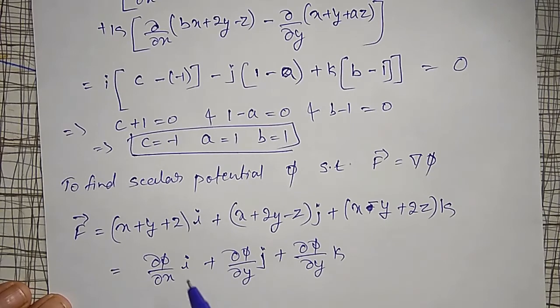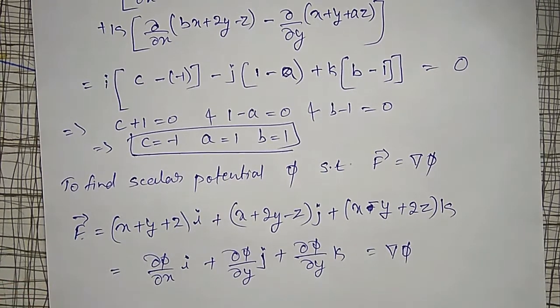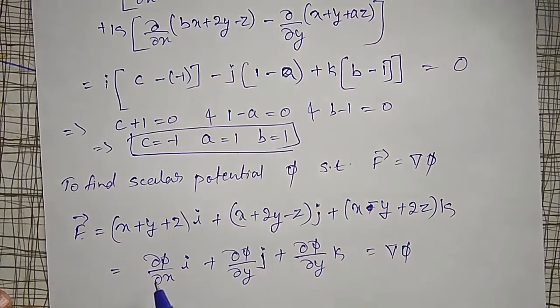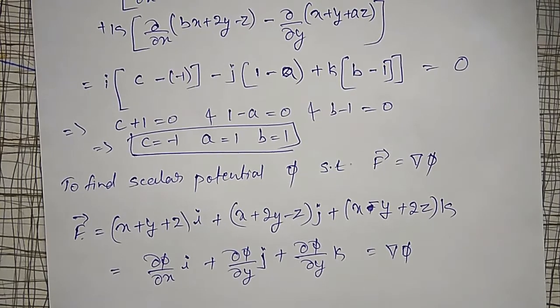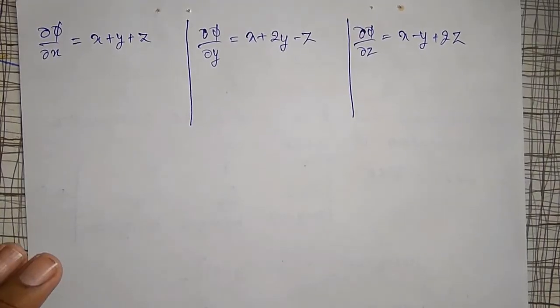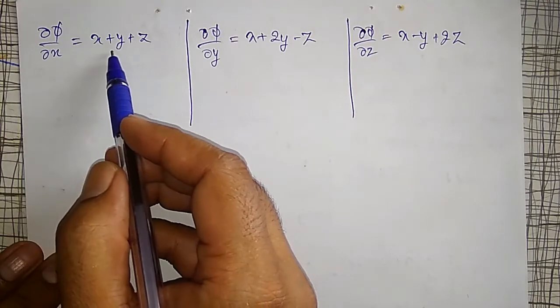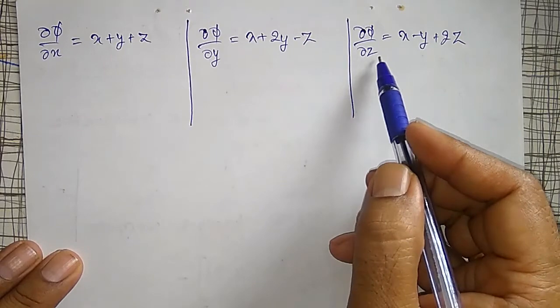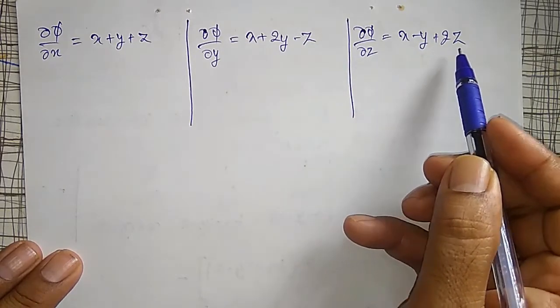Two vectors are equal here, F and del phi. Therefore the coefficients of i must be equal, coefficients of j must be equal, and coefficients of k must be equal. Using that, I have to find phi here. Equating the two vectors, I get dou phi by dou x equal to x plus y plus z, dou phi by dou y equal to x plus 2y minus z, dou phi by dou z equal to x minus y plus 2z.